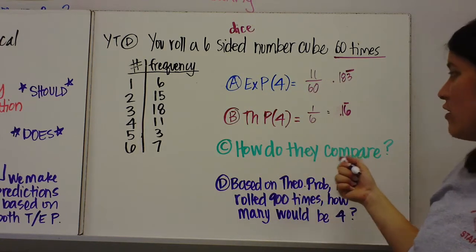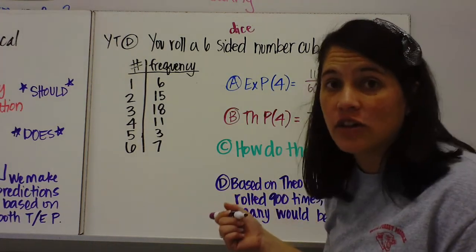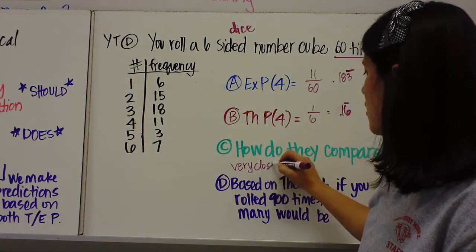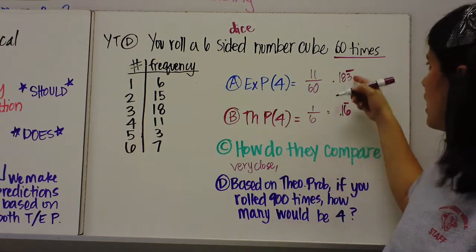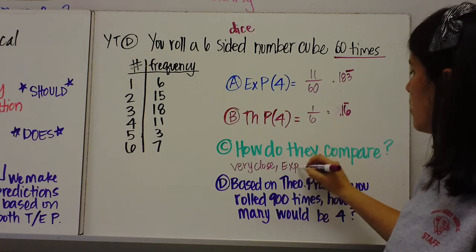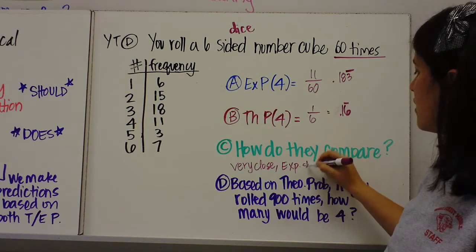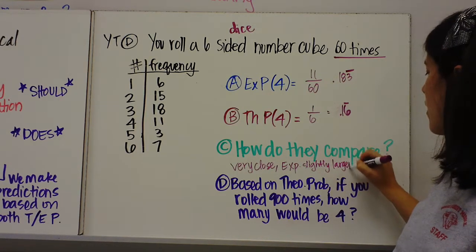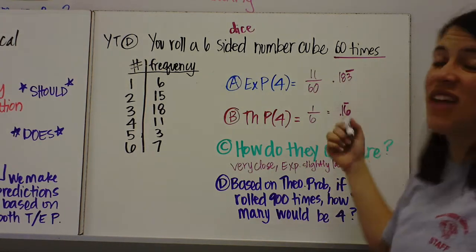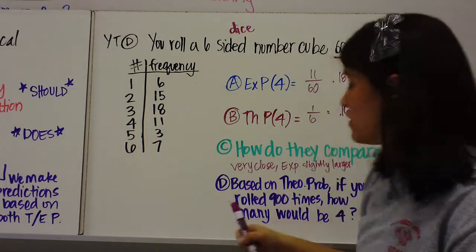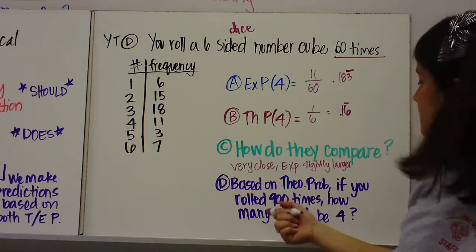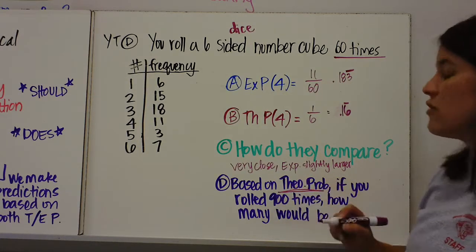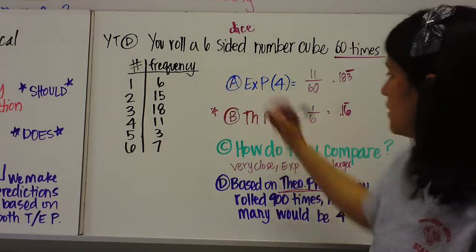So we have 0.18 and 0.16 repeating. How do they compare? Well, they're very close, aren't they? I'd say the experimental is slightly larger. But they really are very, very close. Almost equal.